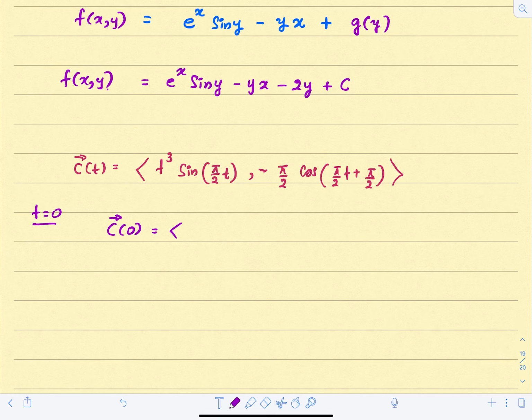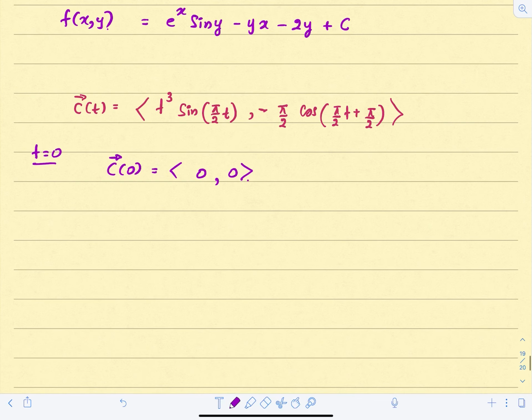If t equals 0, this is 0, comma, you will get minus pi over 2 times cosine of pi over 2, because this is 0. Cosine of pi over 2 is 0, so this should be 0. That's the initial point. Now to get the terminal point, let's substitute t equals 1.